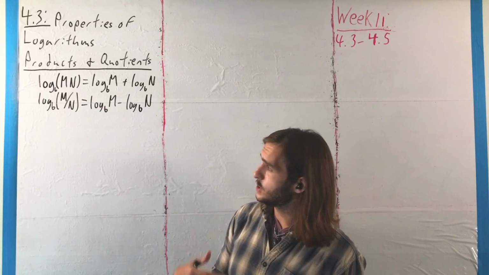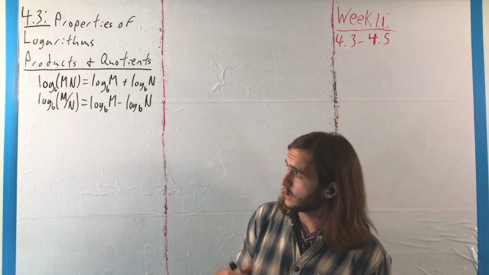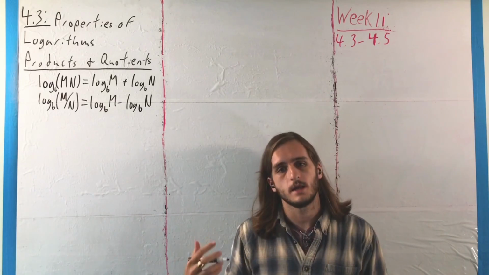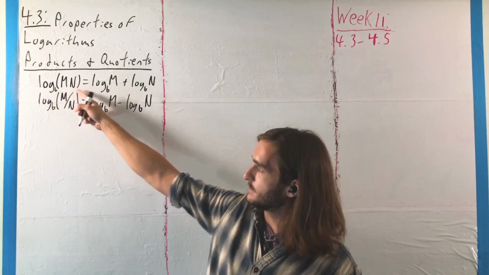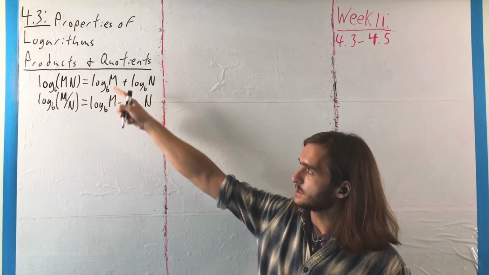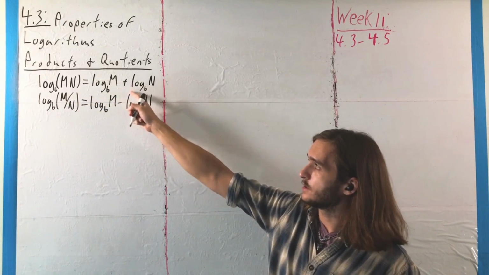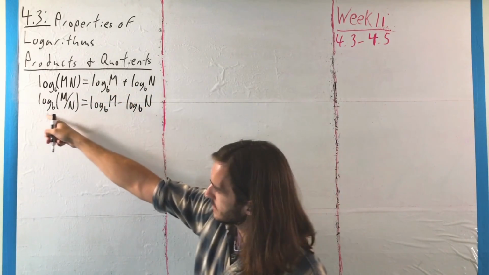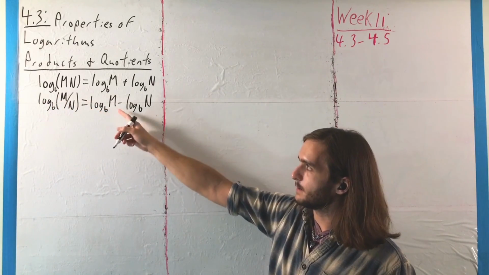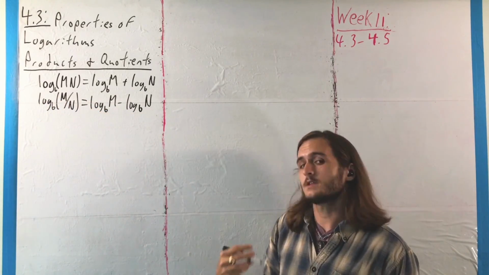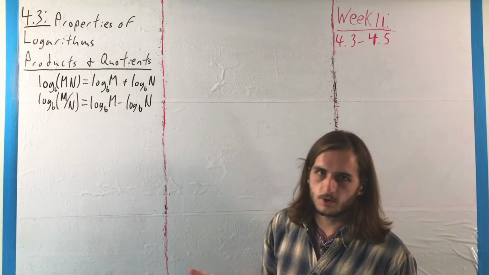So the first things we're going to look at here with the properties of logarithms are what are called the product and quotient rules, which say that if we have logarithm base b of m times n, we can split that up as log b of m plus log b of n. And then similarly, if we have division, log b of m over n, that becomes log b of m minus log b of n.